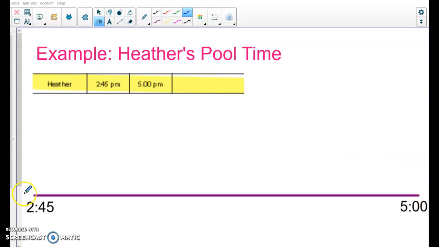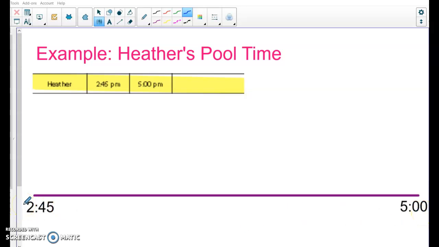All right, so as always, we have our number line drawn. We want to start with the number or the time that Heather got in the pool. She started at 2:45, and at the end of our number line, we want to have the time that she exited the pool, which is 5 o'clock, okay?